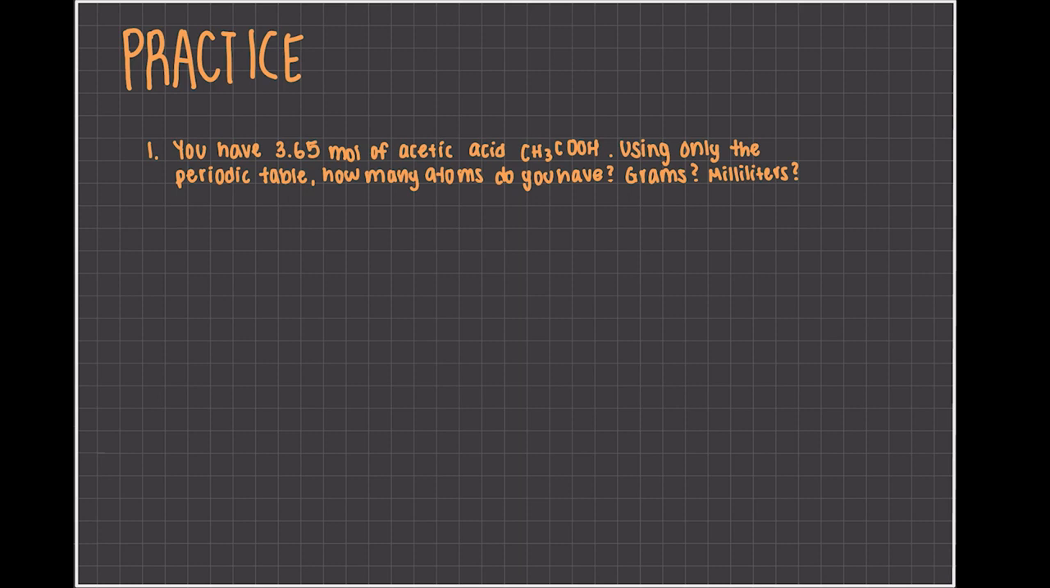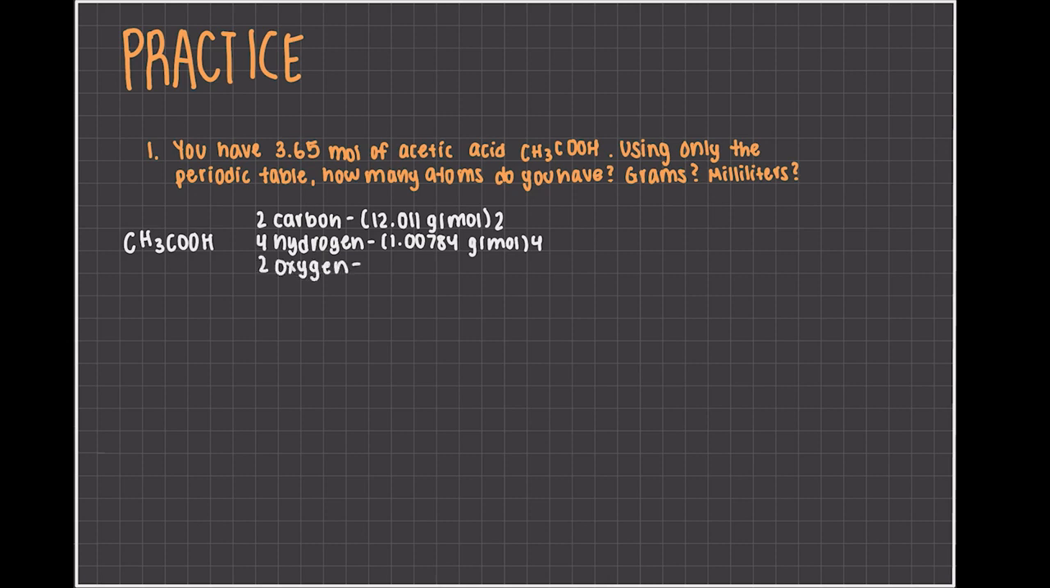So we know acetic acid's formula is CH3COOH. So let's start by calculating the molar mass like we did previously. We know we have 2 carbons, which have 12 grams per mole, and we're going to multiply that by 2. We have 4 hydrogens that have around 1 gram per mole, and we're going to multiply it by 4. We have 2 oxygens that have around 16 grams per mole, multiply that by 2, add it all up, and we're going to get 60 grams per mole for the molar mass for acetic acid.